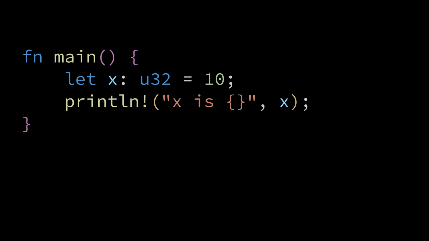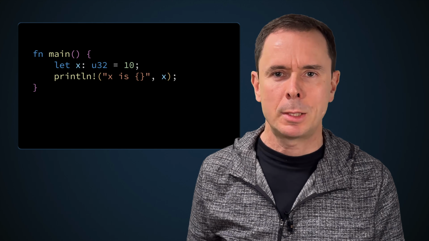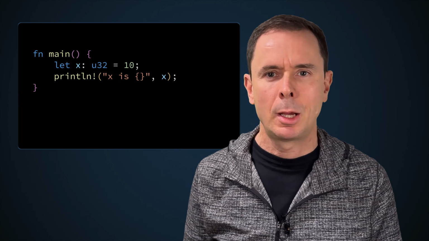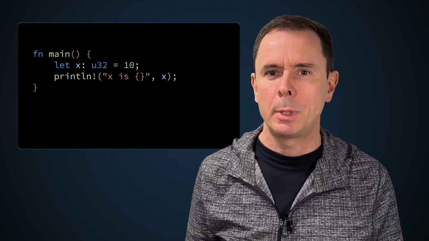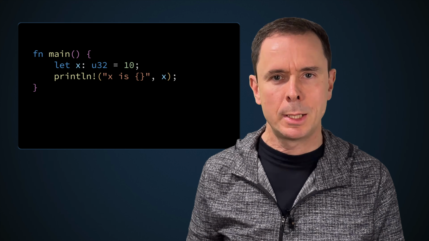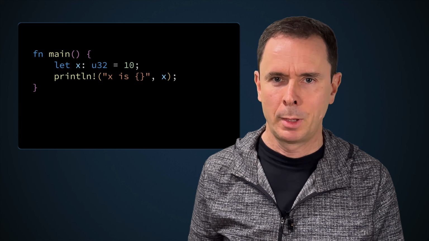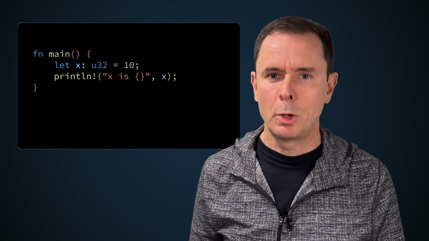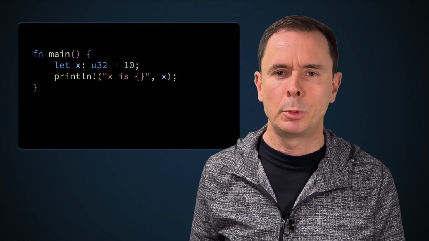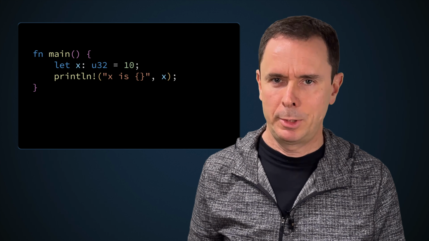In the println format string, the pair of curly braces is a placeholder, and that gets substituted with the value of x when this runs. So this program prints out x is 10. Rust is a statically typed language, just like C or C++. That means the type of every variable is nailed down at compile time. The word static just means not changing, so once a variable has a type, that type never changes.